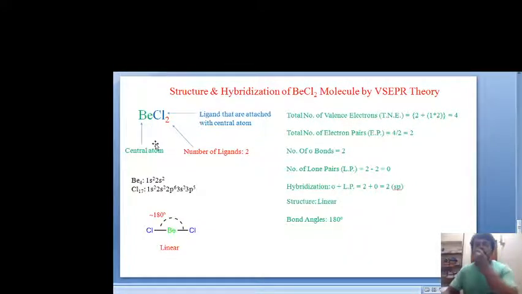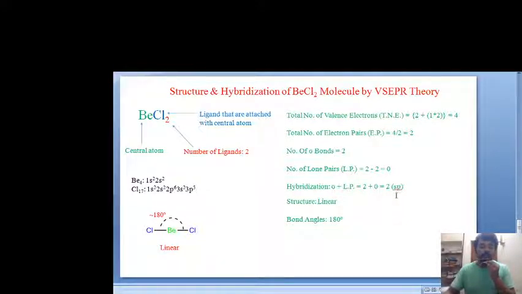And the structure and hybridization of the BeCl2 molecule by VSEPR theory. In the BeCl2 molecule, the central atom is beryllium and the ligand is the chlorine atom. As the central element has 2 electrons in the outermost shell, the total number of valence electrons is 2 from the beryllium and another 2 from the 2 chlorine atoms, so 4 in total. The number of electron pairs is 4 divided by 2, that is 2. The number of sigma bonds equals the number of ligands, that is 2, and it has no lone pairs because all the electron pairs go to the sigma bonds. Hybridization is sigma bonds plus lone pairs, that is 2 plus 0, equal to 2.